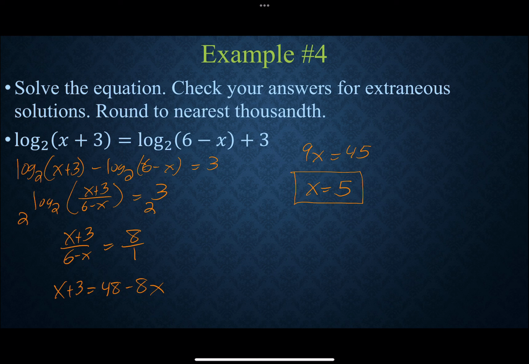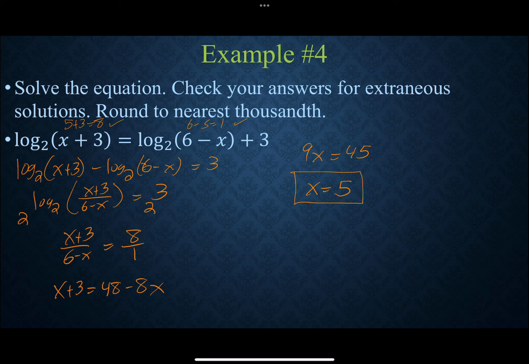It's possible that the only answer we get to solve out algebraically might fail when we do our checking to see if you're going to get a negative inside the log. If that's the case, then we just go ahead and go, oh, okay, then the answer is no solution. And again, it's a simple matter of just substituting in. 5 plus 3 is 8. That's good. 6 minus 5 is 1. That's good. You can trust that your math was correct.